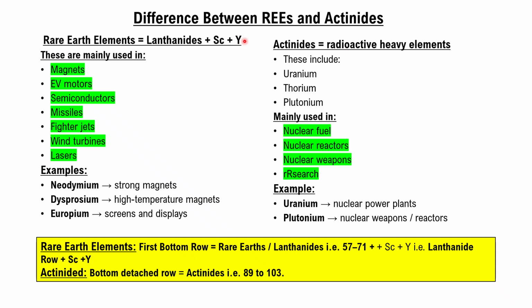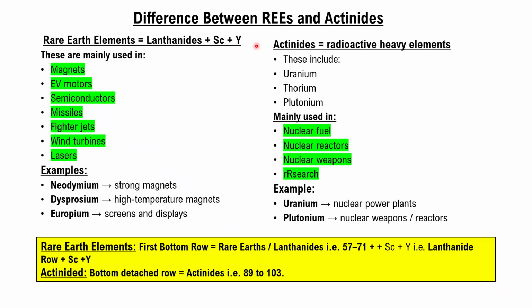Rare earth elements are lanthanides plus scandium plus yttrium, as we have discussed before, and they are mainly used in magnets, EV motors, semiconductors, missiles, fighter jets, wind turbines, and lasers, etc. The examples are neodymium, used in strong magnets, dysprosium, in high temperature magnets, and europium for screens and displays.